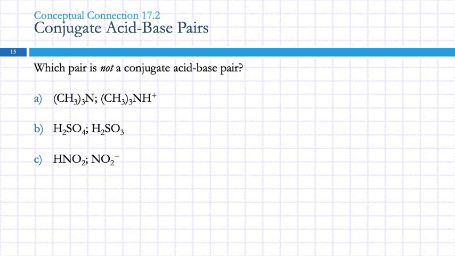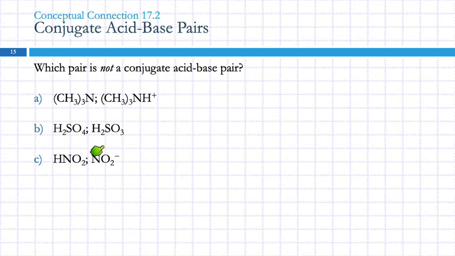So this kind of a question could be on the next exam. Which pair is not the conjugate acid-base pair? What we're looking for in a conjugate acid-base pair is one formula has an H plus that the other one doesn't. So if we look at this first one, what is the difference between these two formulas? An H plus. This one has the H plus, this one doesn't. Is that a conjugate acid-base pair? Yes, it is.